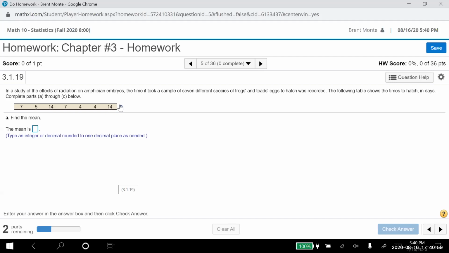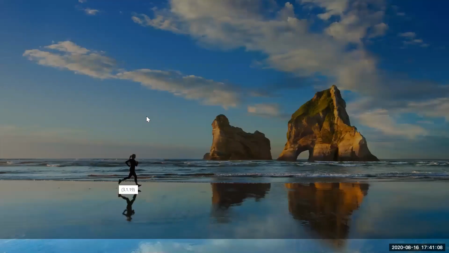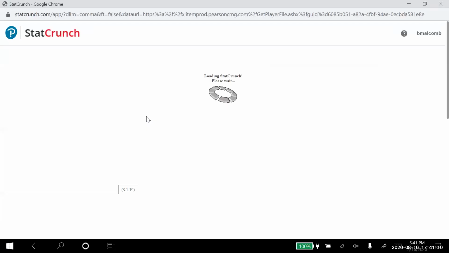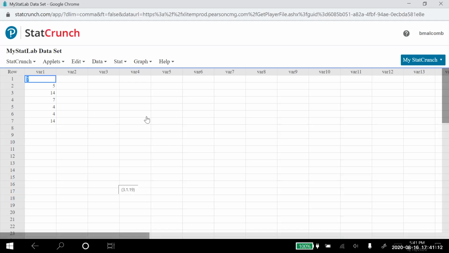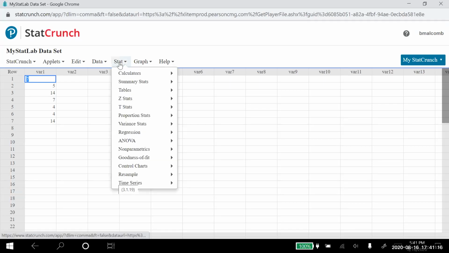So right here, there's this little symbol. If I click there, I can open the data. I'm going to open it in StatCrunch. I could go to the clipboard or Excel. I always go into StatCrunch. And this is the computer program that's going to do work for us all semester long. It's fantastic. So I go into Stat, and I go into Summary Statistics.